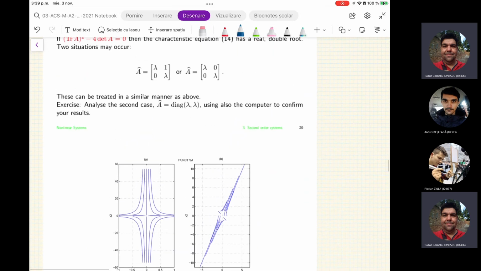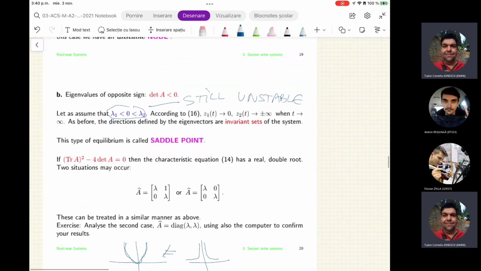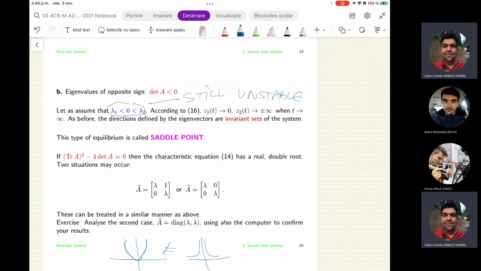So it's different from the node. The node is like this. Saddle point, these are turning their backs. It's like this. Node versus saddle point. And of course, saddle point means instability. The equilibrium point is not stable.